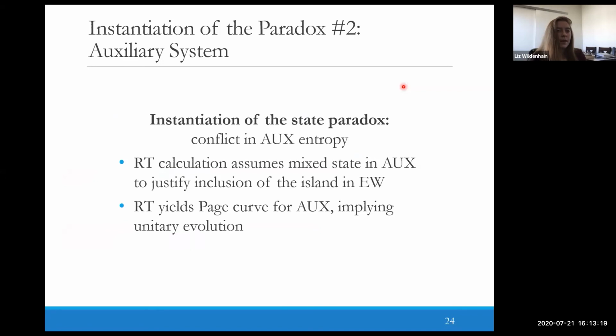And so this time, we see again that there is an apparent contradiction here. This time it's a conflict in the auxiliary system's entropy. So you notice that the RT calculation assumes, in order to justify including the island in the entanglement wedge after the Page time, that the state in aux was mixed, because otherwise it wouldn't be beneficial to add the interior of the black hole. But then the result of the RT prescription is that we compute the Page curve for the auxiliary system, and that implies that we have unitary evolution. So this is where the conflict seems to appear in this case.